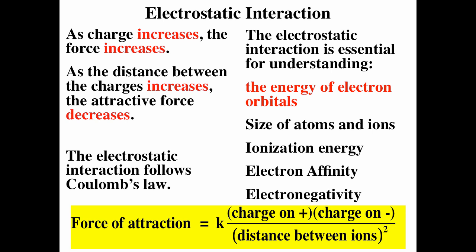And so the energy of orbitals is actually determined by the electrostatic interaction. And electrostatic interaction is the interaction between charged particles. And so opposite charged particles attract, like charged particles repel. The larger the charge, the stronger the interaction. The shorter the distance, the closer the particles, the stronger the interaction. This is just Coulomb's law. And so the energy of electron orbitals is dominated by the electrostatic interaction.